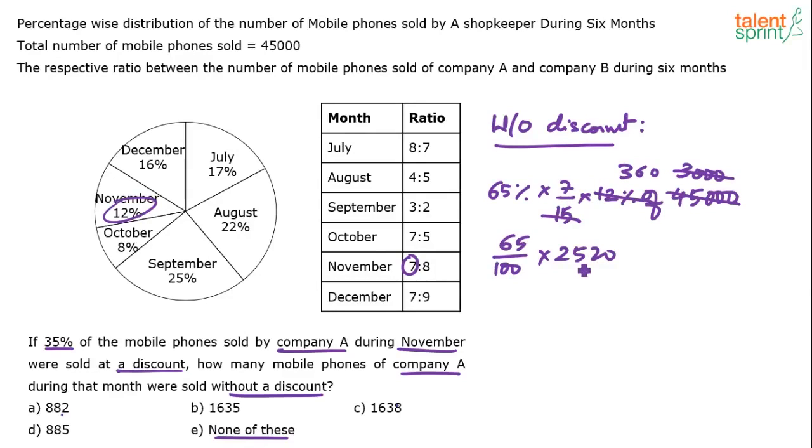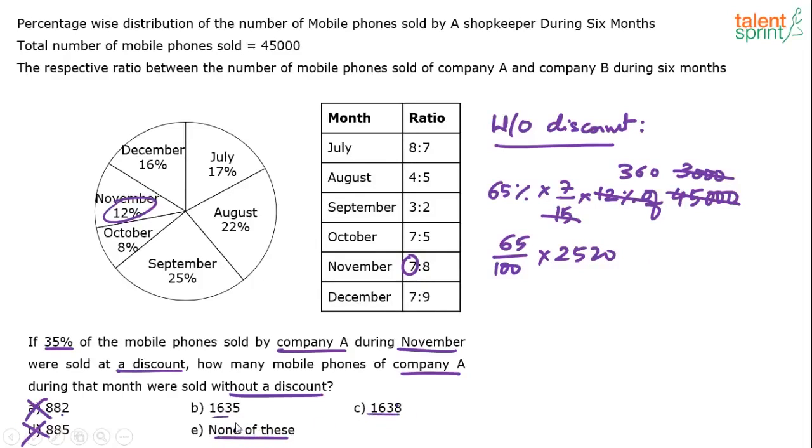You know that 50% of 2520 is 1260. The answer should be more than 1260. So option A and option D are immediately eliminated. This is based on the range, approximate calculation. I am taking 50%. 50% of 2520 is going to be 1260. 65% should be more than 1260. So obviously A and D are eliminated. Now the choice is between B and C.